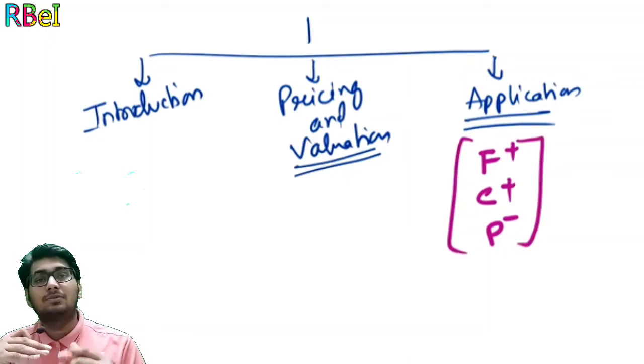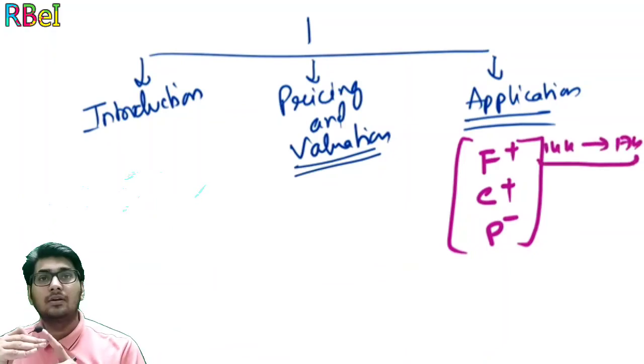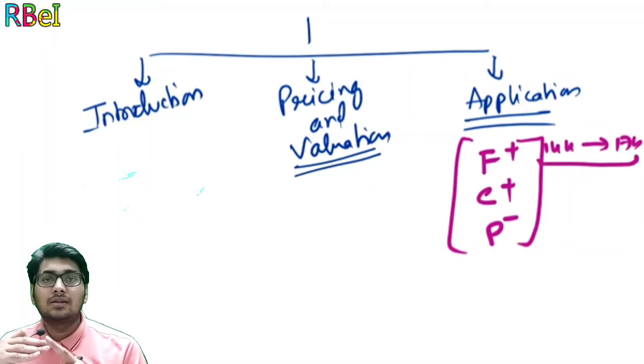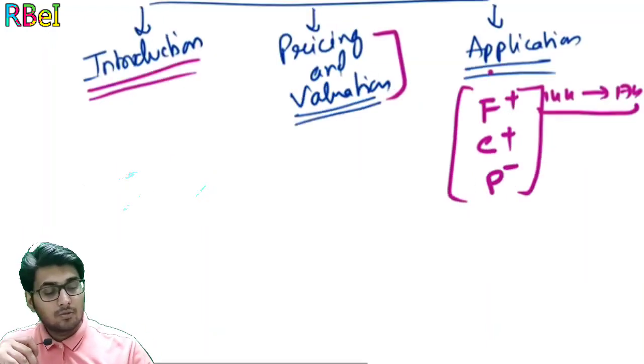If you have the perception that it is going to rise, you are going to earn money, and then accordingly you will take the trade. Because if the market increases from 14,000 to 17,000, you will earn 3,000. Clear? So that is the application, pricing and valuation, and then introduction. Clear?